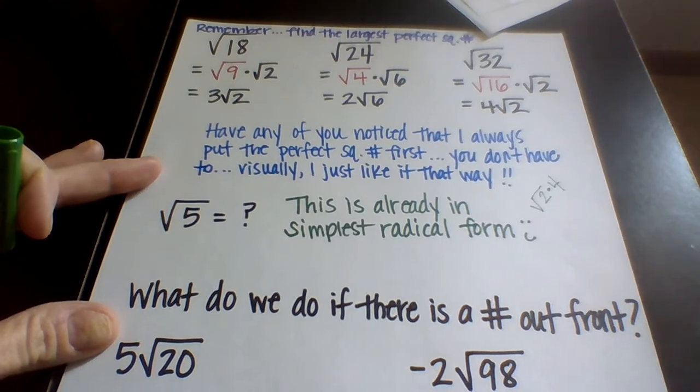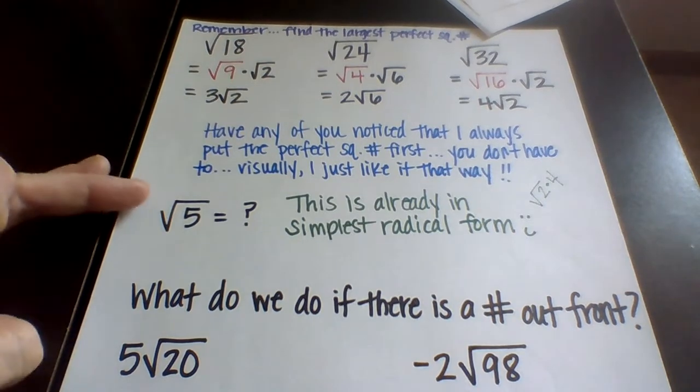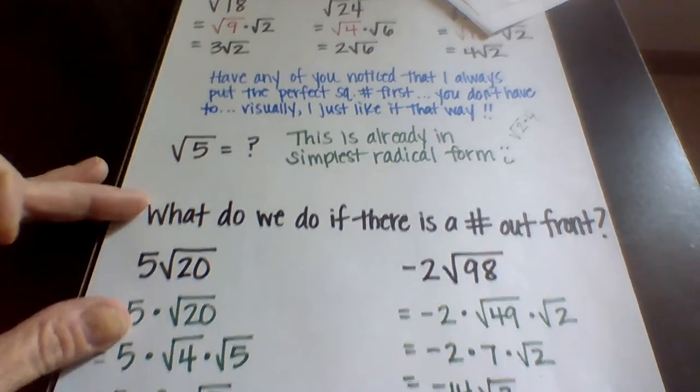All right. The square root of 5. Nothing to do with that because the square root of 5 is already in simplest radical form. So sometimes you will have radicals that can't be reduced. We're just obviously practicing that right now.